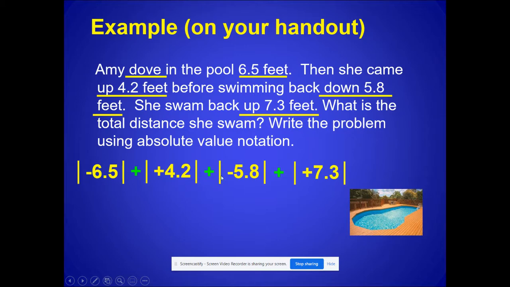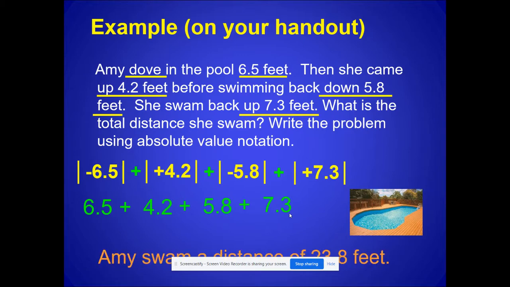Once you have your absolute value notation problem written out, you're going to find the absolute value of each of these. The absolute value of negative 6.5 is 6.5. The absolute value of 4.2 is 4.2. Plus the absolute value of negative 5.8 is 5.8. And the absolute value of 7.3 is 7.3. You will add all of these values together to see the distance that she swam. So when you add all of these together, she swam 23.8 feet.